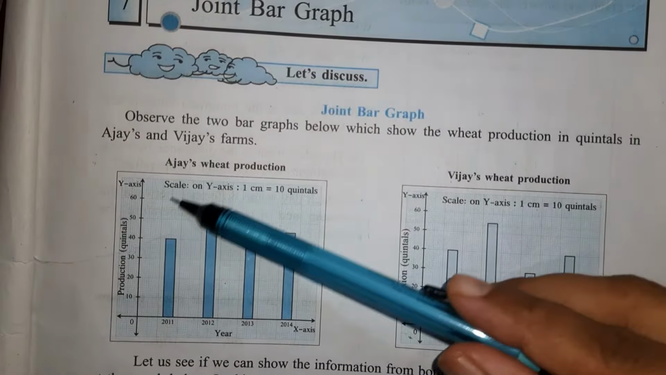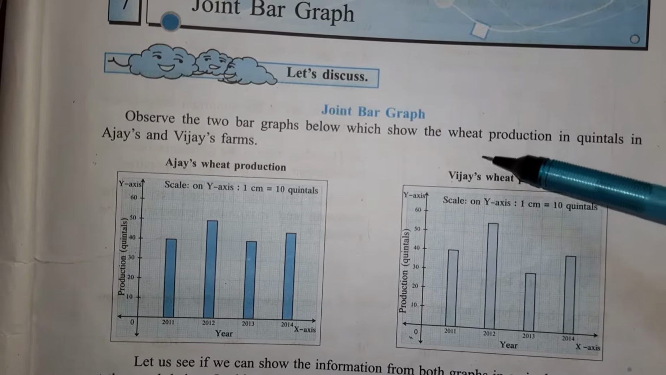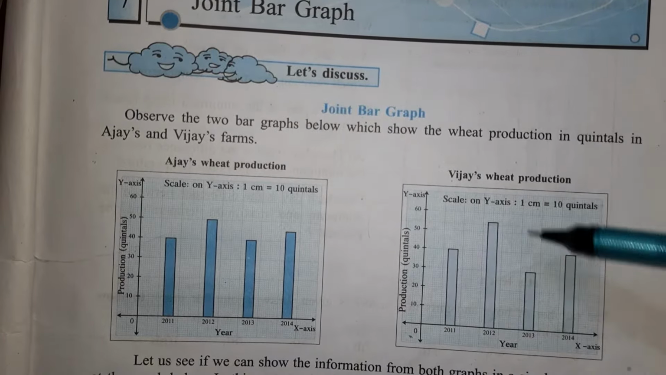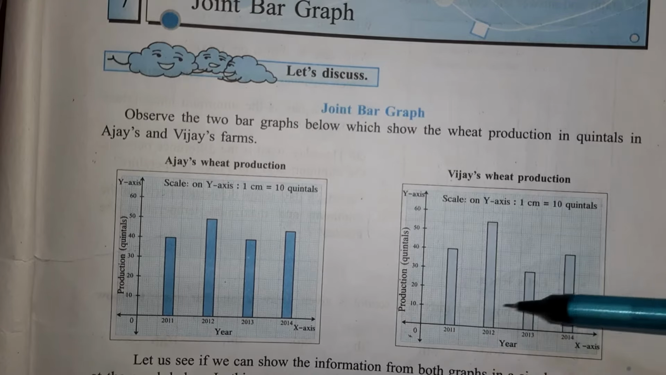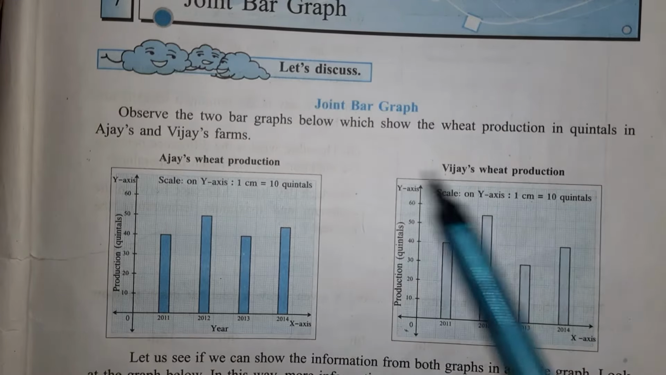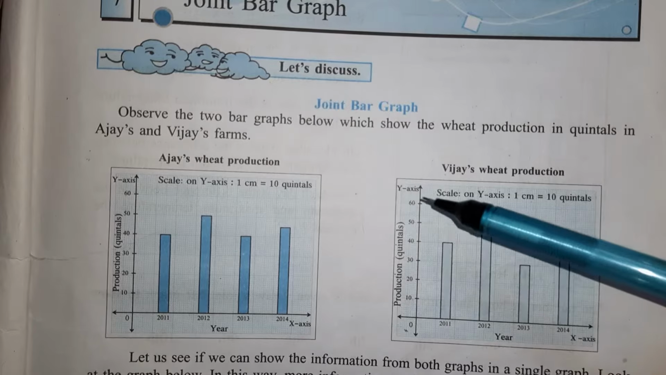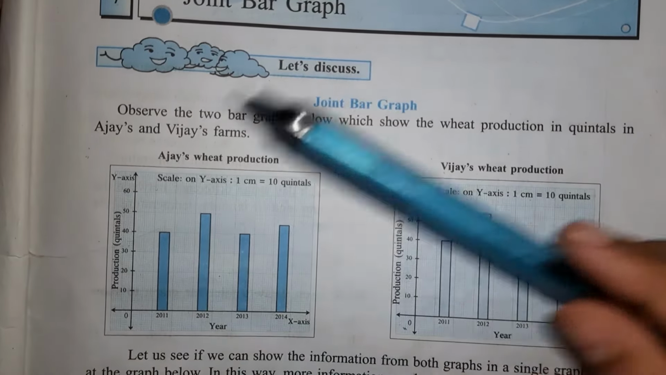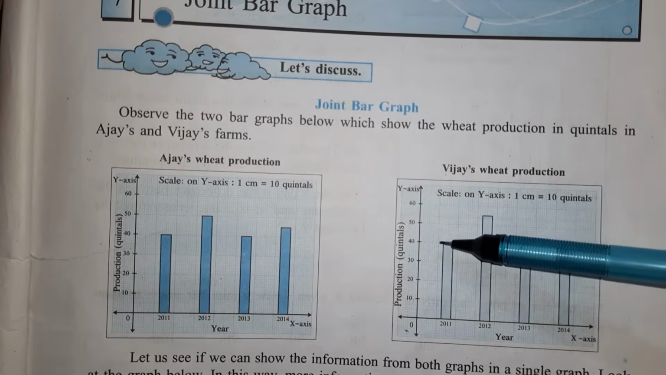So this information is for Ajay's wheat production, and in the same way for Vijay's wheat production this graph is drawn. Here also 4-year information is shown to us, and in both the cases the scale is also same. So here 10, 20, 30, 40, 50, and here also 10, 20, 30, 40. So what is common between these two graphs?